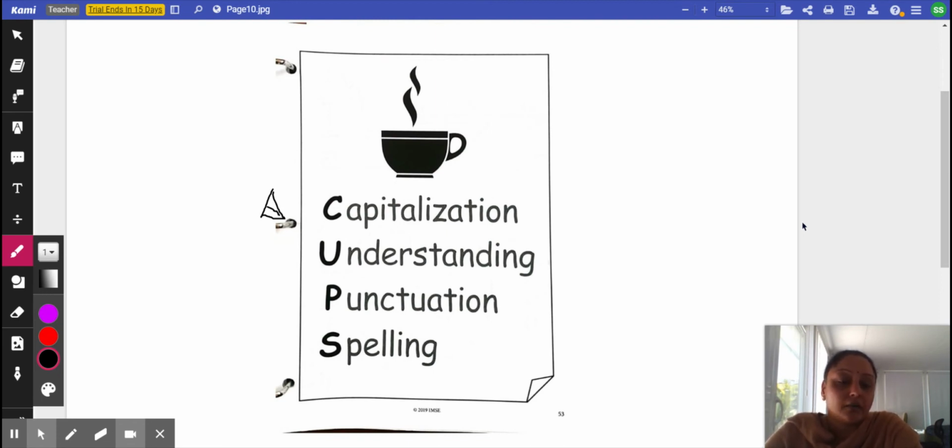So again, cups instead of cops. With the current situation with ICE and everything, teachers across the US thought cops might be a little bit threatening to some families, so we started using cups. C stands for capitalization, U stands for understanding, or spacing, organizing, and printing. I would say spacing, organizing, and printing come under understanding. Punctuation, which is the end punctuation or commas in between, and spelling, of course.